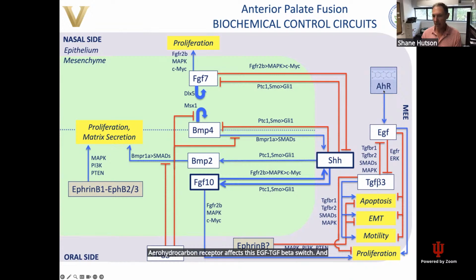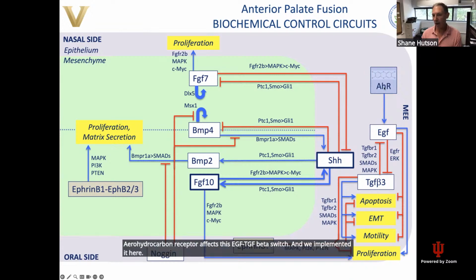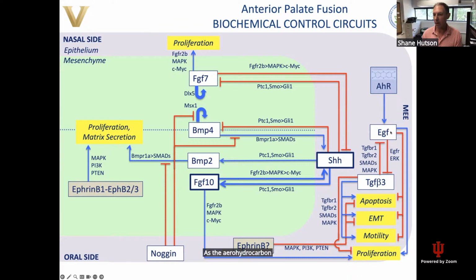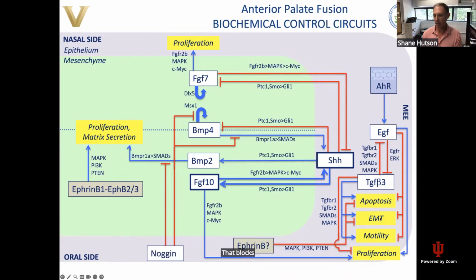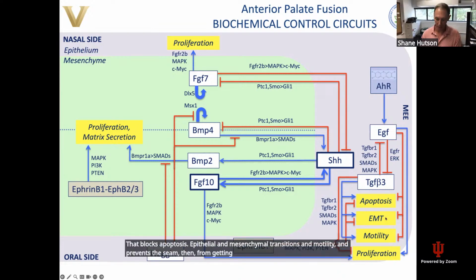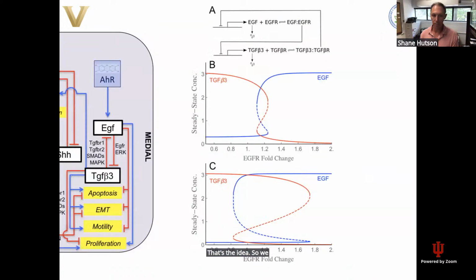And we implemented it here as the aryl hydrocarbon receptor leading to increased production of EGF. And because EGF gets increased production, it throws this switch towards EGF that blocks apoptosis, epithelial mesenchymal transitions, and motility, and prevents the seam then from getting out of the way, right? From dissolving and letting the palate shelves fuse. That's the idea. So we implemented this in the model.